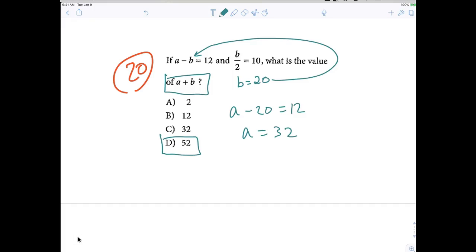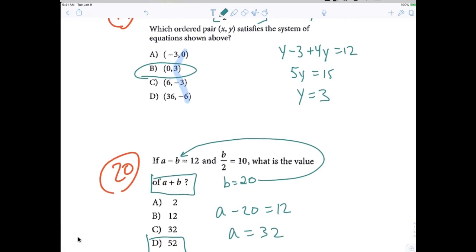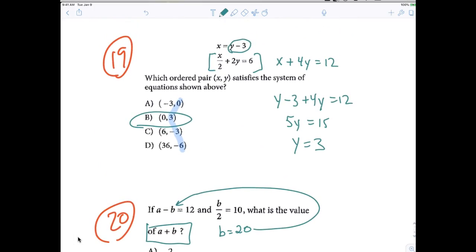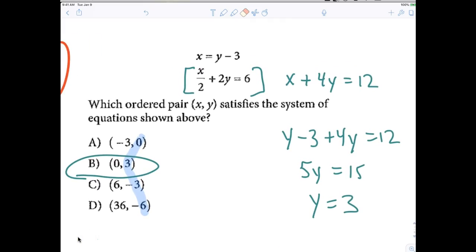Number 19, I plugged D in. I plugged 36 and negative 6 in for x and y. And you can see that doesn't work. x equals y minus 3, so negative 6 minus 3, that's not 36. And that's a good lesson. When you're solving the system, remember the system has to work for both equations, not just one. Any questions now?